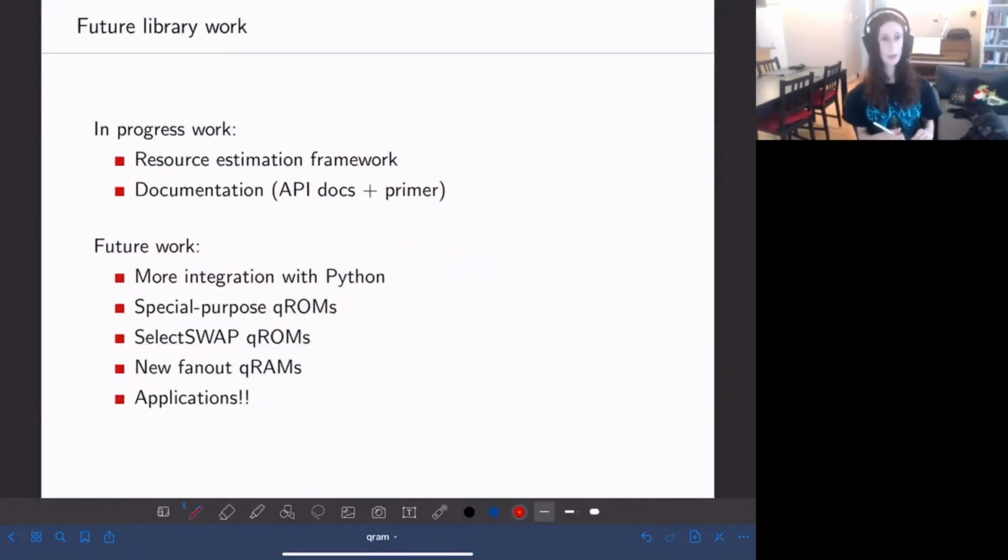So this is, again, very much a work in progress. This is very preliminary. We're working right now, though, on the resource estimation in particular and documentation. But eventually, we're going to program all of these really cool new qROMs and qRAMs that have come out recently, in particular this select swap one. And I think this new fan out one would be really cool. And finally, I want to integrate it into more applications. So for example, I'm looking into programming this element distinctness algorithm and incorporating the qRAM into that. And I think that's going to be really neat.